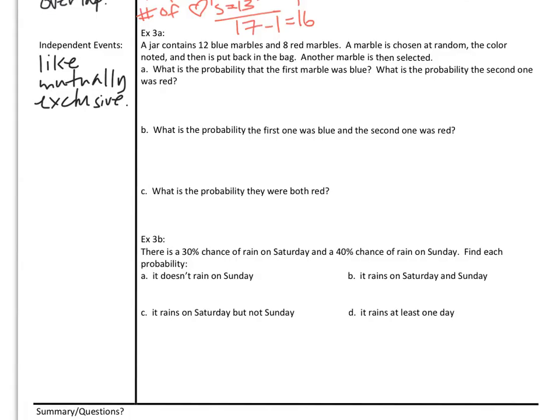Independent events are similar to mutually exclusive events. Example 3. A jar contains 12 blue marbles and 8 red marbles. A marble is chosen at random, the color is noted, and then it's put back in the bag. Another marble is then selected. All right, what is the probability that the first marble is blue?